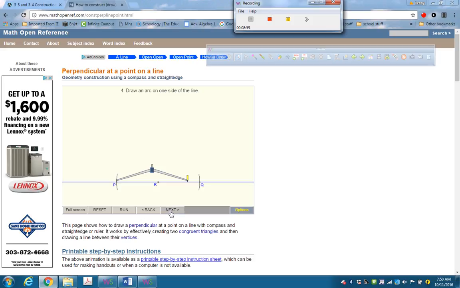Questions yet? Am I going too fast? We're good? And then you hit next, and you make a mark where you think directly above is, and then you flip your compass, keeping the same setting, make a mark there, and then you just connect those dots, and then you have a perpendicular coming out of there. Okay? Not so bad, is it?